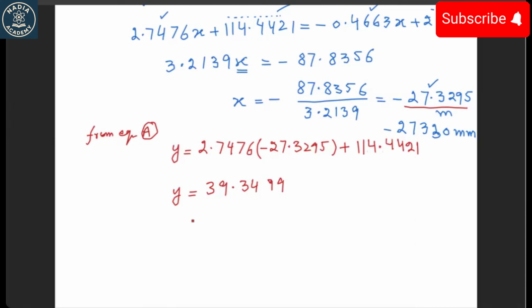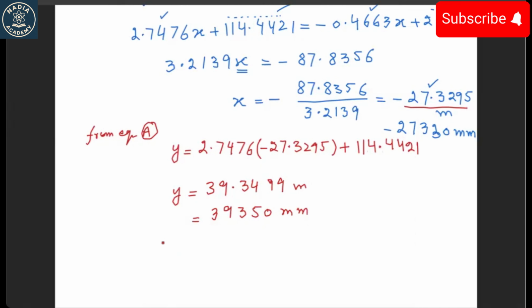39.3499. So if you want to write it in millimeters, because this answer is in meters, our answer in millimeters is 39350. So this is the answer in millimeters.